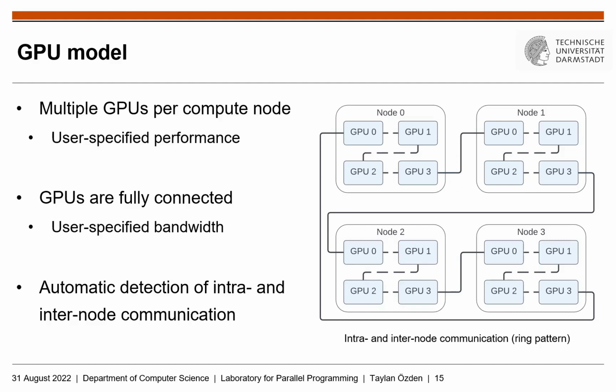If the task is executed on the platform, and these GPUs communicate with each other, you don't have to worry about that, because ElastiSim will automatically then distinguish between intra and internode communication, so that you will see that also in the simulation outcome.